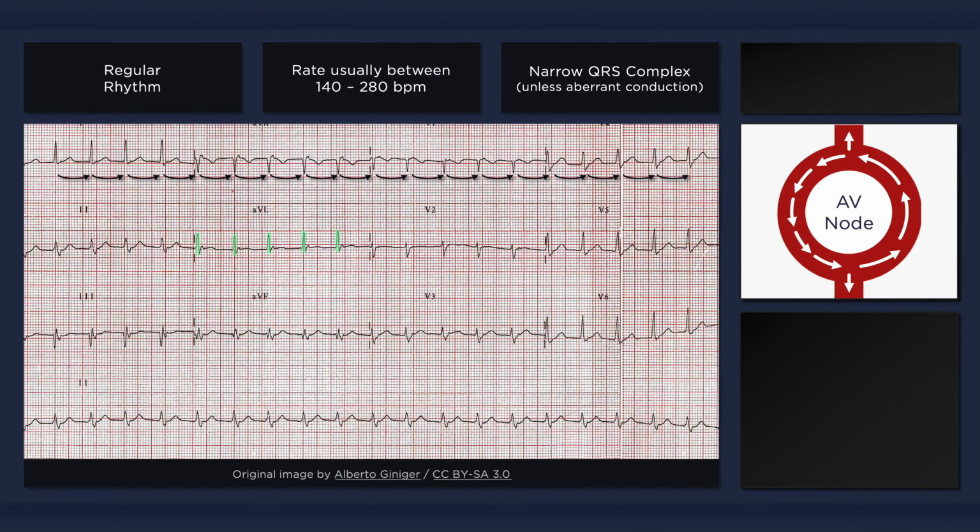Putting all of that together, we could thus far describe our findings on the ECG as a fast regular rhythm with a narrow QRS complex, all typical features of a supraventricular tachycardia.